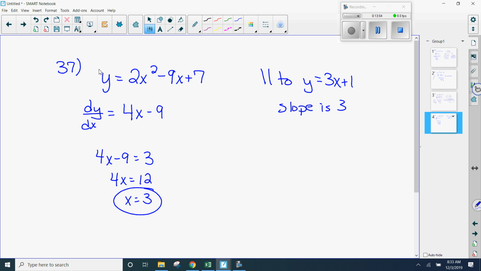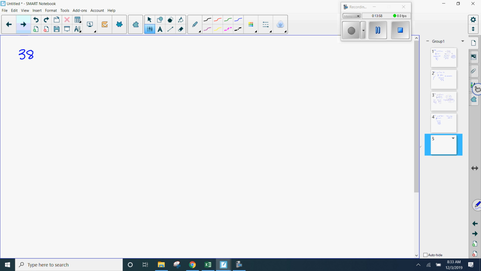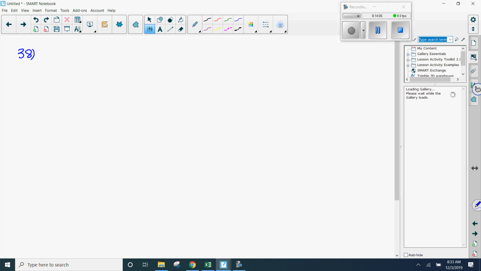38. Sketch the two graphs. You probably need some graphic. So, okay, I better find it first.